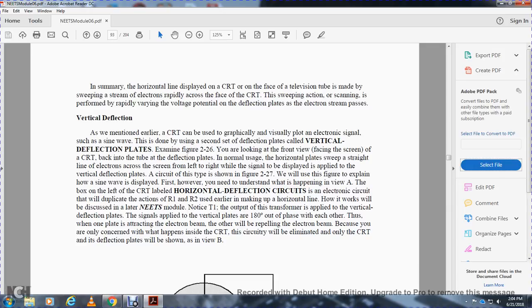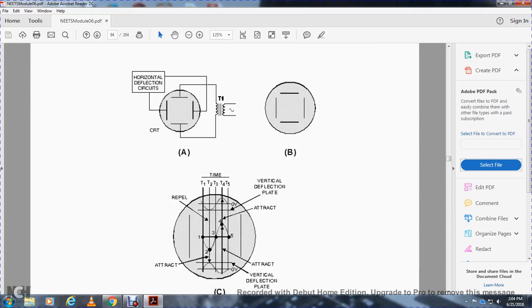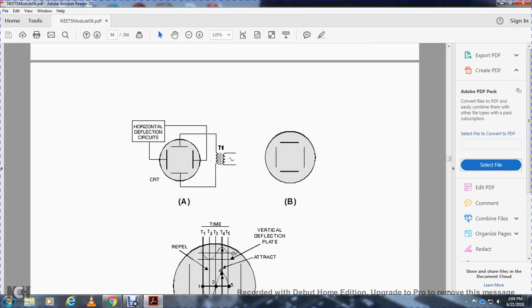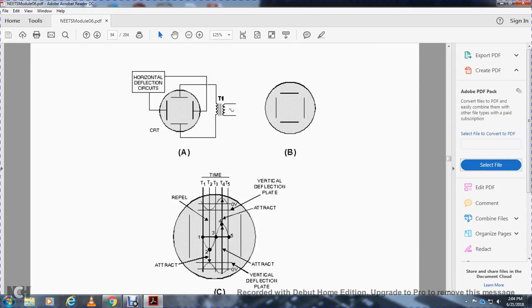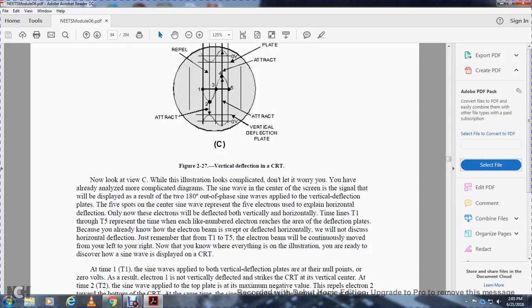Because you are only concerned with what happens inside the cathode ray tube, the circuitry will be eliminated, and only the cathode ray tube deflection plates will be shown in view B. The vertical deflection plates are V1 and V2, shown in the arrangement of the deflection plates of the cathode ray tube in front view. View A shows the horizontal deflection plates on the cathode ray tube and transformer 1. View B shows all the plates, vertical and horizontal. The time intervals 1, 2, 3, 4, and 5 show the repelling and attracting of the plates, vertical and horizontal: attract, repel, and attract.